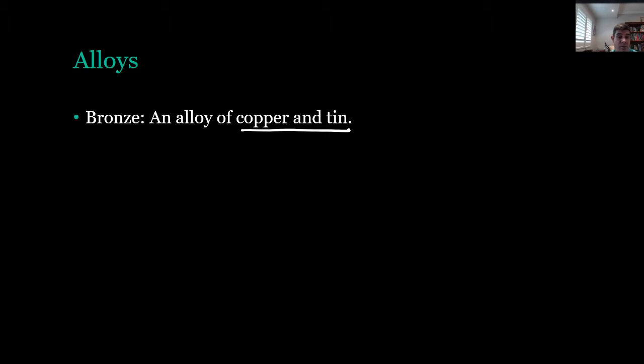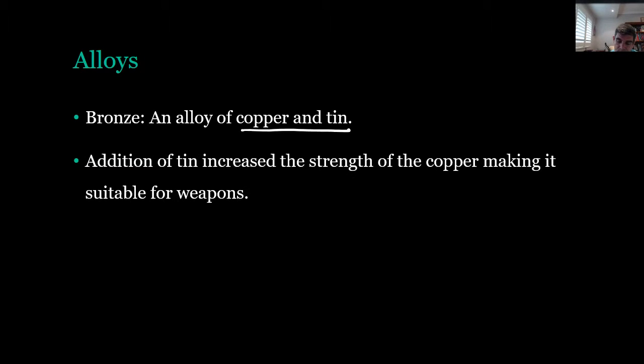So let's have a look at a couple of these in a little bit more detail. Bronze we looked at very briefly in the previous video. This is an alloy of copper and tin. The Bronze Age was a very important age as we started to realize that there was some value in combining different types of metals together.